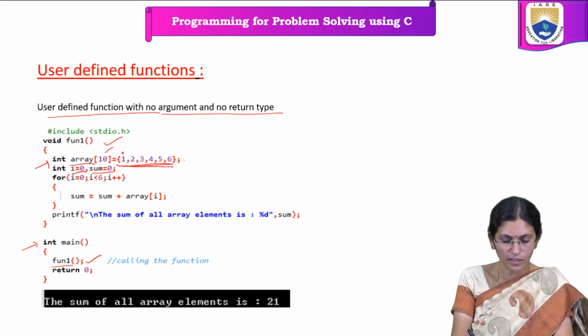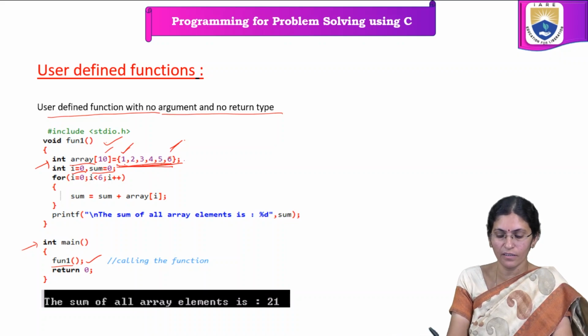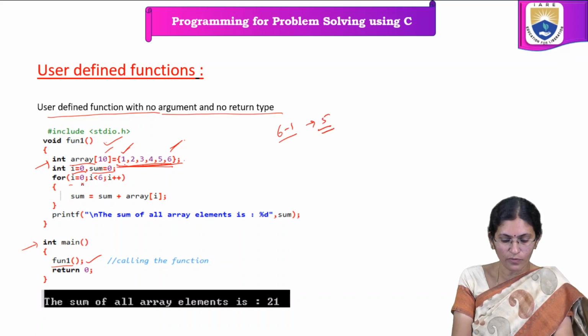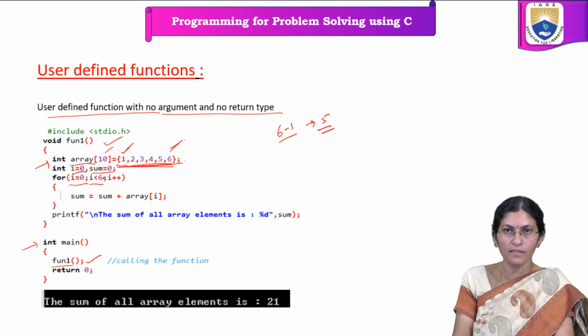In order to access each element of the array, we know that we have to use a for loop. The starting element of the array can be accessed by using the index 0, and the last element can be accessed by using the index size minus 1. Here 1, 2, 3, 4, 5, 6: 6 elements are there. So the last element can be accessed by 6 minus 1, that is 5. So the loop will run 6 times: for i is equal to 0, i less than 6.